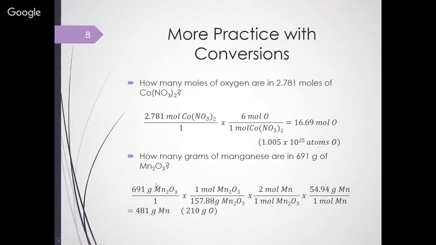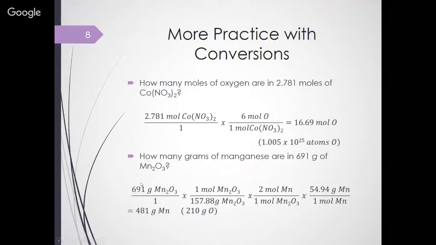So in terms of math, I'm going to multiply all the numbers on top. I'm going to multiply all the numbers on the bottom. And then I'm going to take the numbers on the top and divide by the numbers on the bottom. This gives me 481 grams of manganese, which tells me then I have to have 210 grams of oxygen left over. Why? Conservation of mass. I have 691 to start. If I subtract 481, I have to have 210.